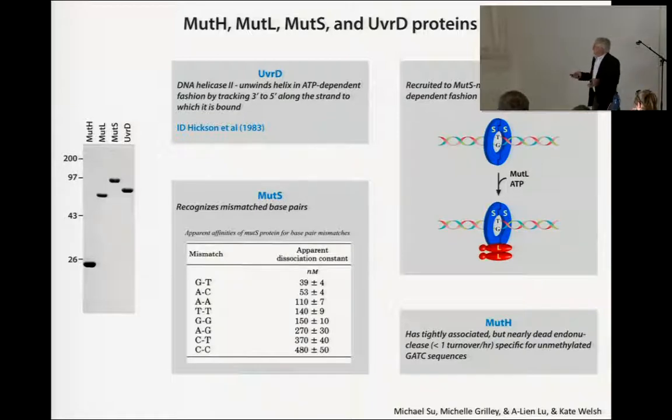But as you can probably guess, these four proteins are not sufficient, and using traditional biochemical approaches, we identified nine additional proteins and enzymes that are required for methyl-directed repair. And this permitted us to reconstitute the reaction using purified proteins and to establish basic features of its mechanism.